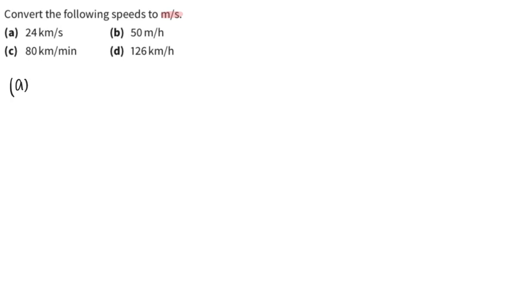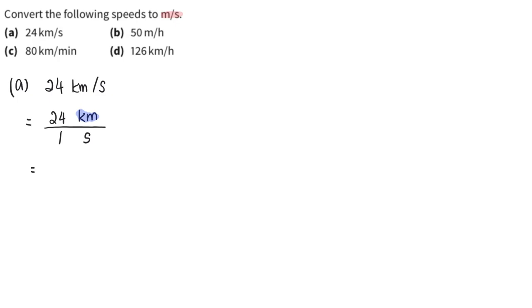we would have 24 kilometer per second. This simply means that 24 kilometer per second is equal to 24 kilometer over 1 second. And therefore, to get meter per second, I would just need to convert my kilometer to meter.